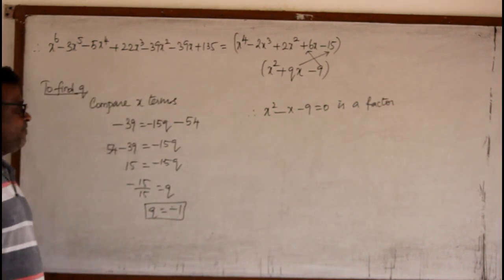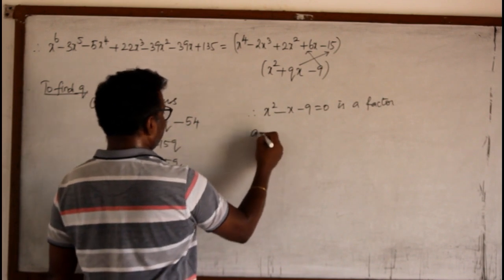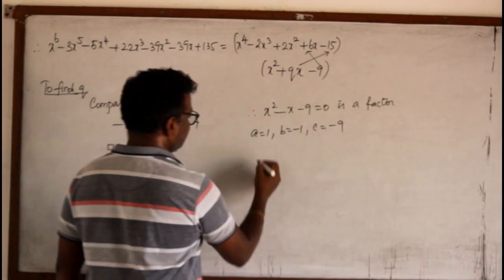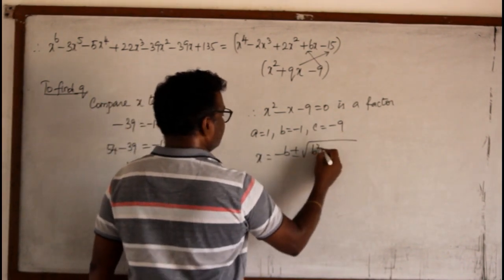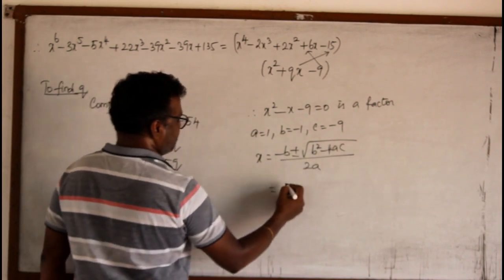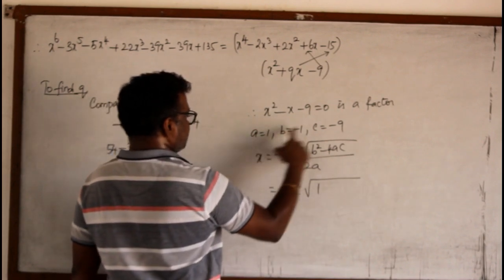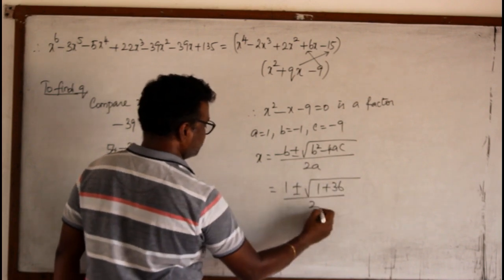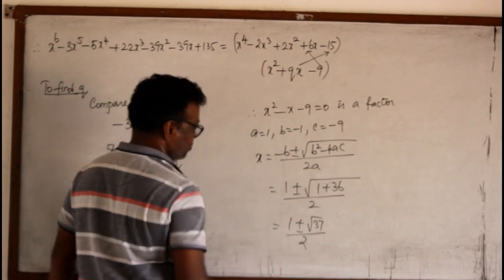If we try to factorize, we cannot factorize to get 9. So here a value is 1, b value is minus 1, c value is minus 9. So x equal to minus b plus or minus root of b square minus 4ac by 2a, that is 1 plus or minus root of 1 plus 36 by 2. It is 1 plus or minus root 37 by 2.